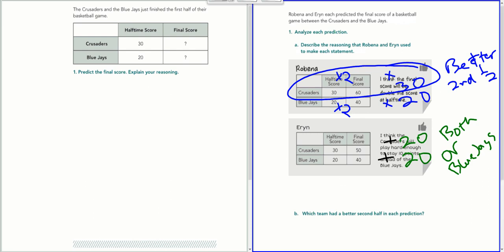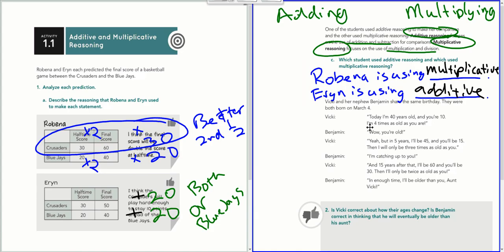All right. Now, using this idea, we're talking about additive and multiplicative reasoning. And if you think about additive, basically sounds like adding, and multiplicative sounds like a fancy word for multiplying. And they are related. Additive relationship uses addition and subtraction, whereas multiplicative reasoning uses multiplication and division.